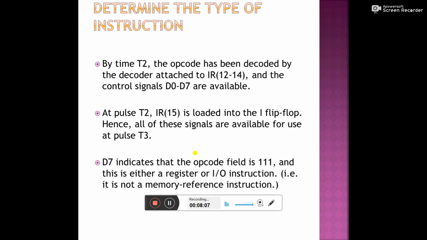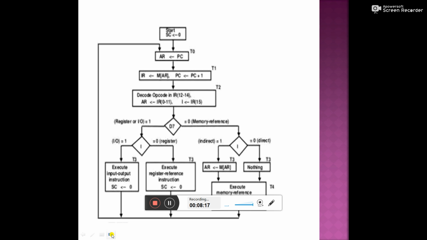D7 indicates that the opcode field is 111 and this is either a register or input-output instruction. Let us see about this. This is the flow chart for the instruction cycle. First SC, that is the sequence counter, is cleared to zero. As we saw earlier, during T0 this statement is performed. Similarly during T1. At T2, the decoding operation is also performed.